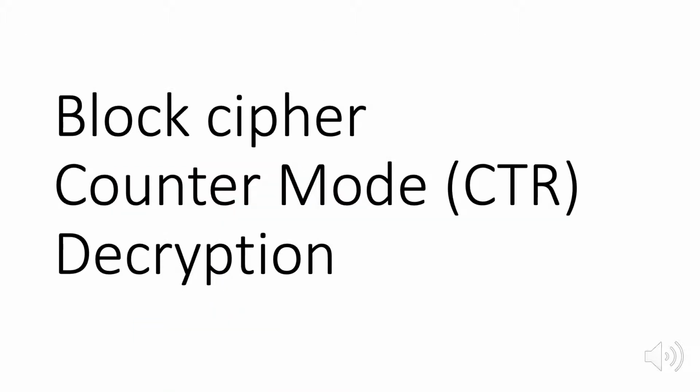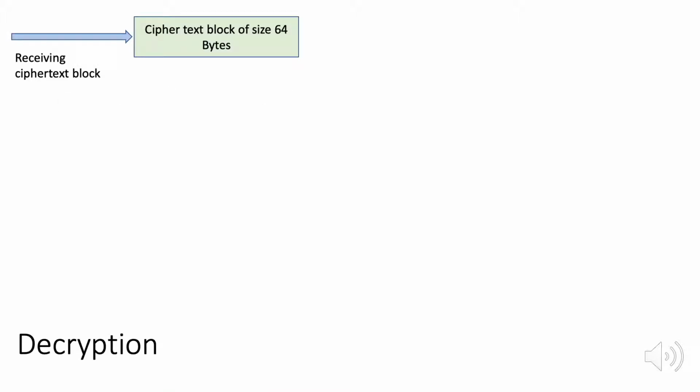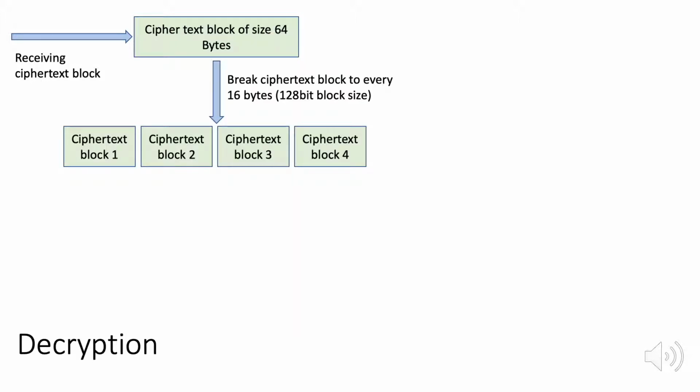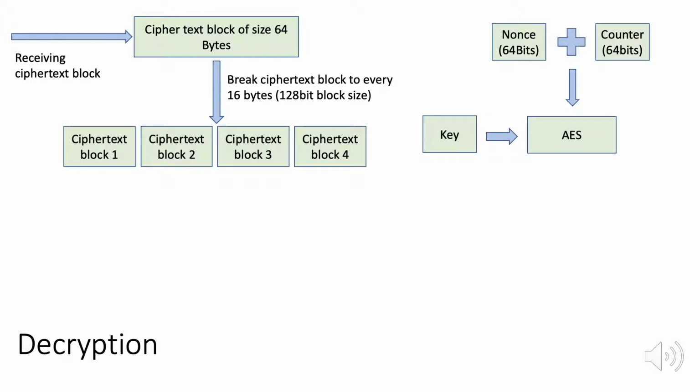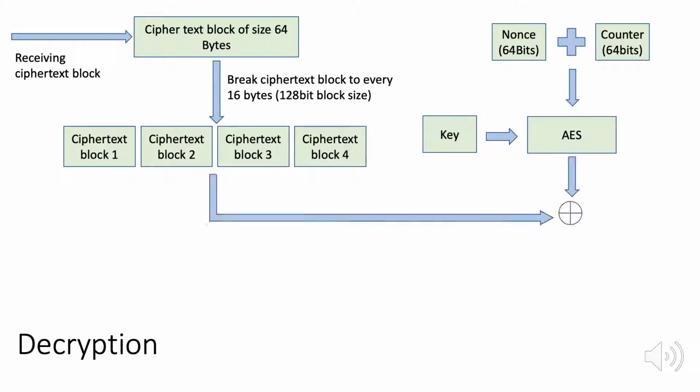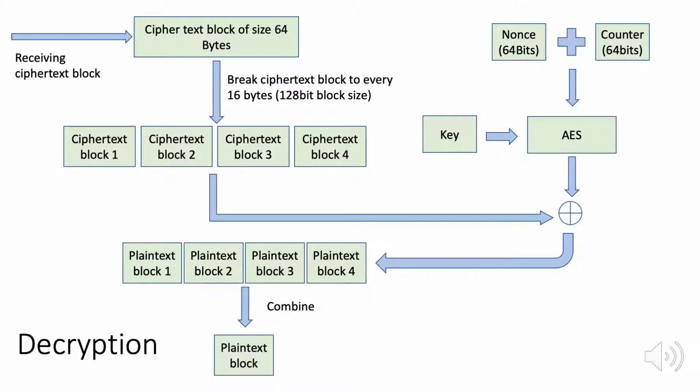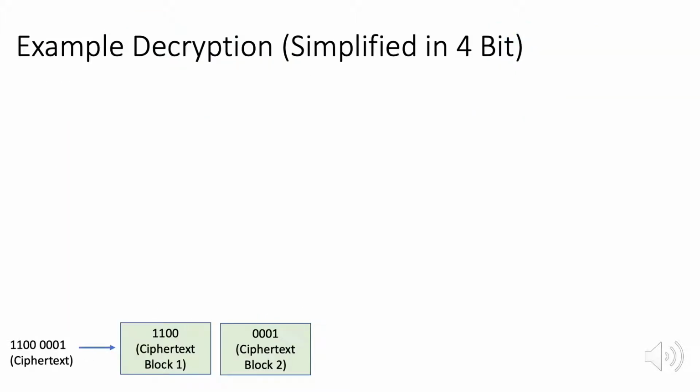And now for the decryption of counter mode. The process is similar to the encryption. We receive the ciphertext block and break it down to 16 byte block size. We will use the same key and nonce with the counter to generate the output. The ciphertext is then XORed with the output to produce the plaintext blocks, which are combined to generate the original plaintext. This example will be similar to the example for encryption.